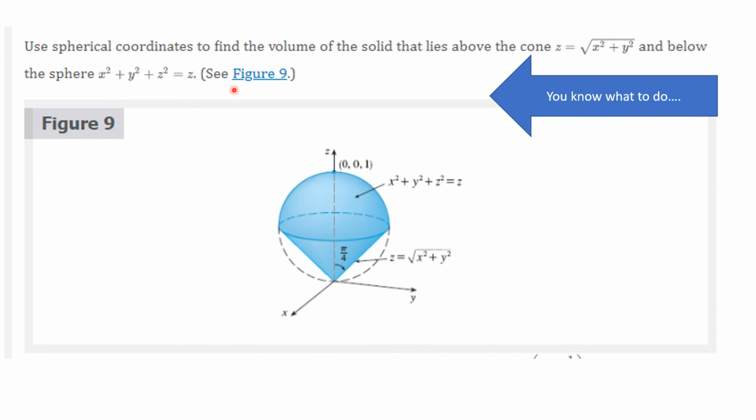Here's another problem for you to do. Use spherical coordinates to find the volume of the solid that lies above the cone z equals the square root of x squared plus y squared, and below the sphere x squared plus y squared plus z squared equals z. So this is the picture that we've drawn here, and I could ask you to sketch the picture yourself, but I'm letting you benefit from this picture now because we're focusing on the other thing. So we want to be evaluating the volume of this shaded area. You know what to do.